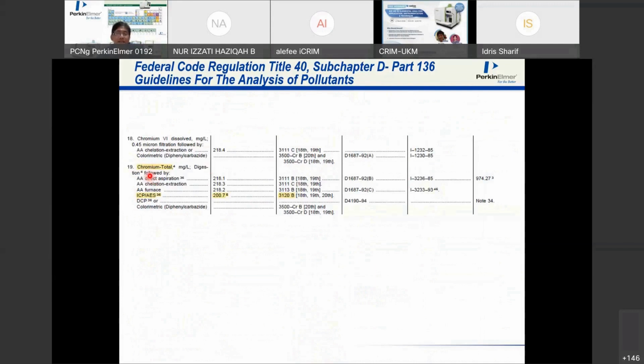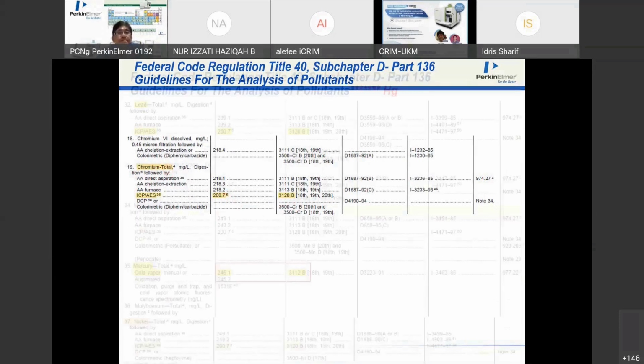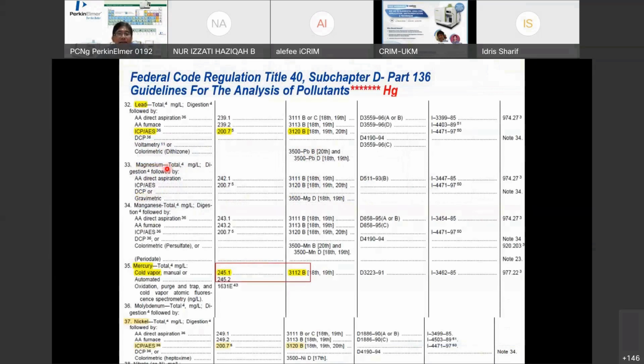Now we take a look at chromium. As you know, it is listed as chromium 6, something like that. But ICP and AA give total chromium. Then UV is used to do chromium 6, and total minus chromium 6 gives you chromium 3. But anyway, for US EPA and also APHA, it is total chromium. Now come to lead, it's also the same.